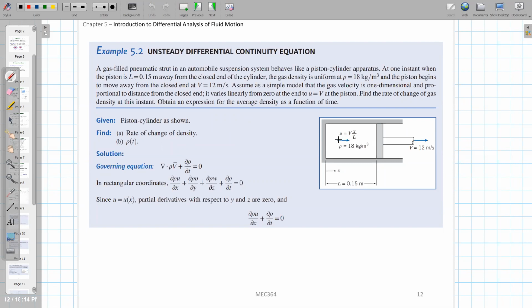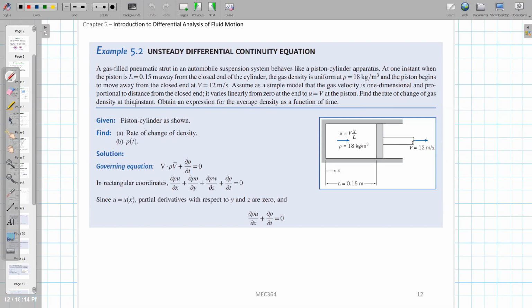This is the assumption. So u as a function of x will be equal to v times big X divided by L. The question is asking for the rate of change of the gas density at this instant, and also what the average density will be, right? So we want to know this partial rho partial t. The rate of change of the gas density means partial rho partial t, and then we also want to know the average density rho as a function of time.